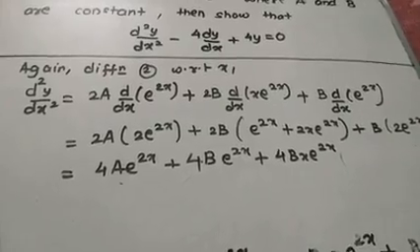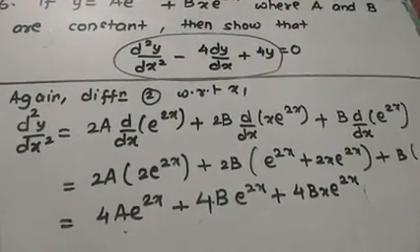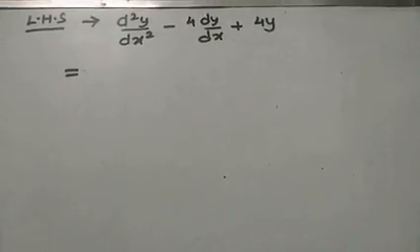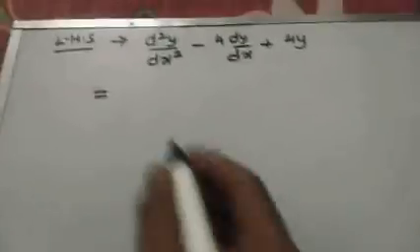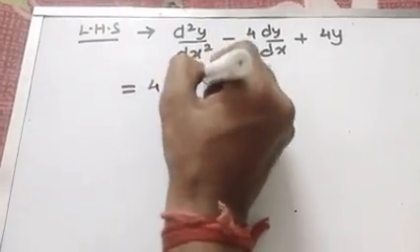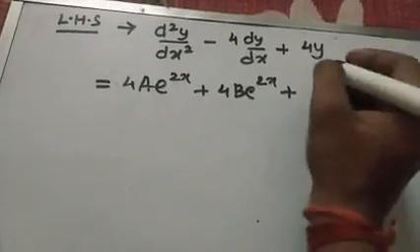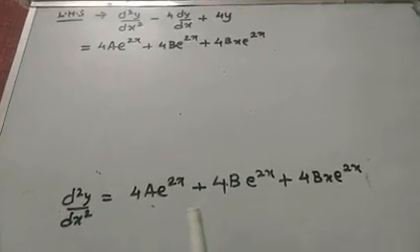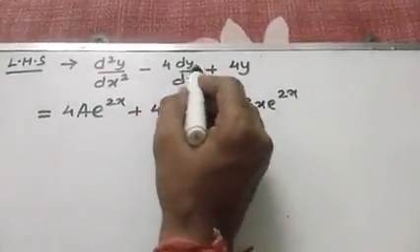Now we will just put all these values in the left hand side expression. So this is our left hand side: d2y by dx2 minus 4 dy by dx plus 4y. First of all, what is our d2y by dx2 value? This is the value. Put it. That is 4a e to the power 2x plus 4b e to the power 2x plus 4bx e to the power 2x. We have put the same value. You can see that.